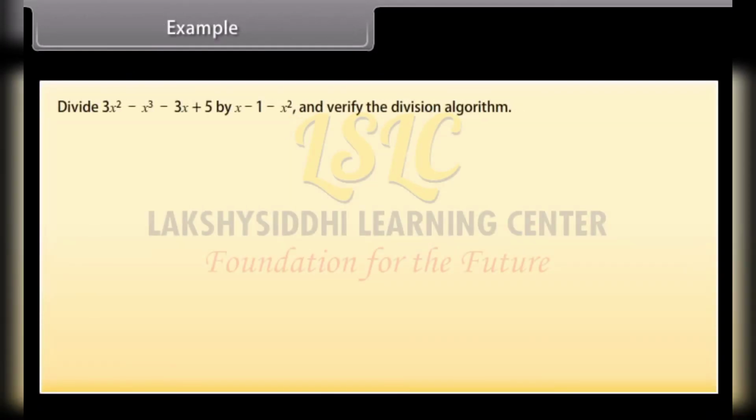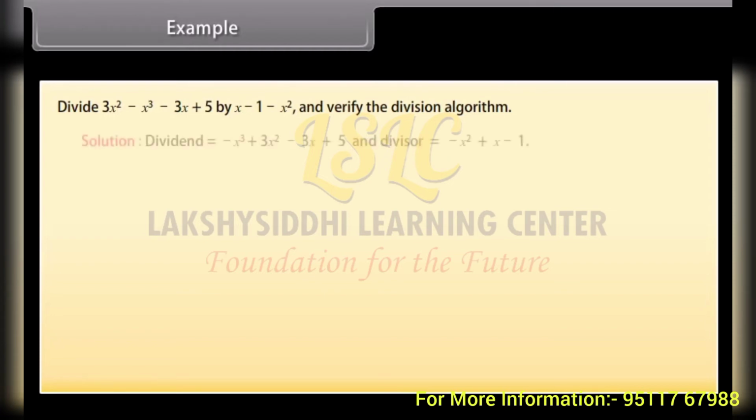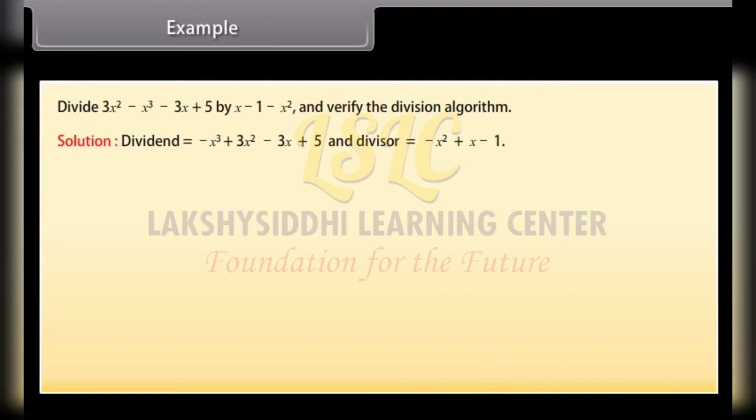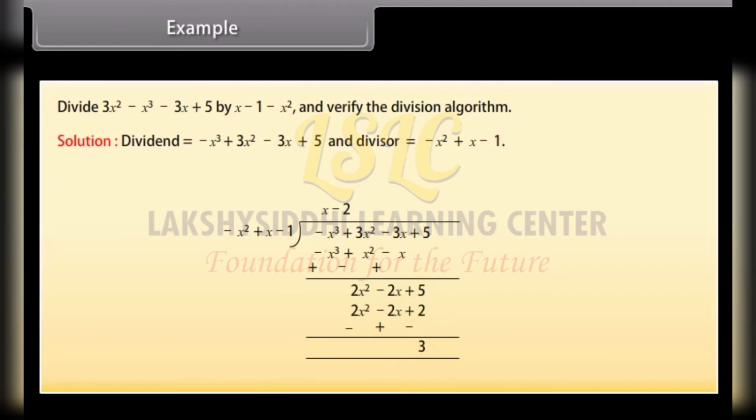Example. Divide 3x squared minus x cubed minus 3x plus 5 by x minus 1 minus x squared and verify the division algorithm. Solution. Firstly, we will write both the dividend and divisor in decreasing order of their degrees. Dividend is minus x cubed plus 3x squared minus 3x plus 5, and divisor is equal to minus x squared plus x minus 1. By dividing, we get quotient is equal to x minus 2 and remainder is equal to 3.